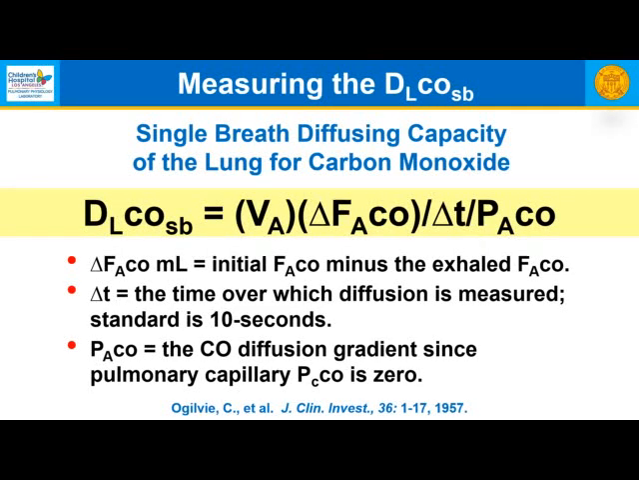So this is going to be the volume in the lung at the time the test is done, times the difference in the fraction of alveolar CO. This is the initial CO when you inhale minus the exhaled CO. Delta T is the time over which diffusion is measured. The standard is 10 seconds. And PaCO is the diffusion gradient. Since pulmonary capillary PCO is zero, we know what that is if we can calculate or measure the alveolar CO.